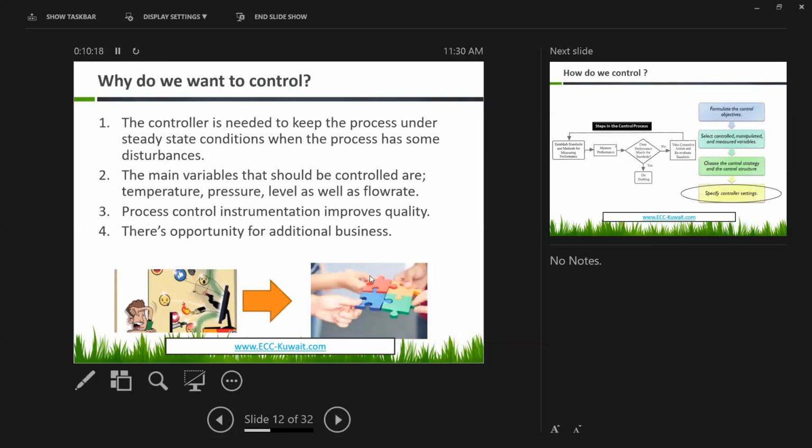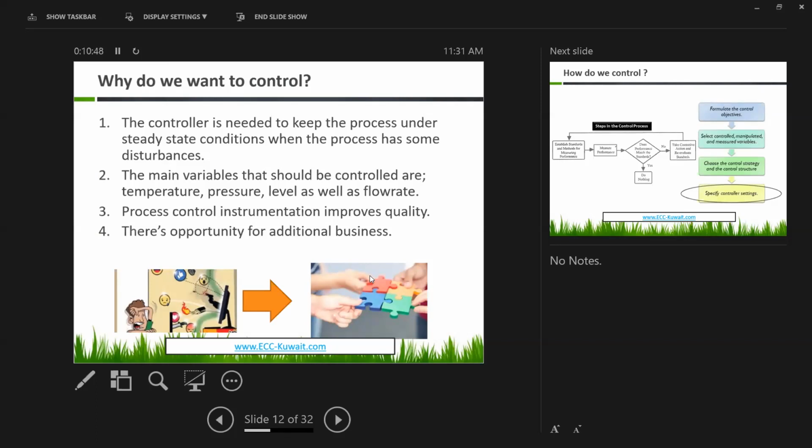First of all, we have to show and give the reason why we need a piping and instrumentation diagram. Why is it not enough for a chemical engineer to read the block flow diagram and the process flow diagram? First of all, the controller is needed. The controller is needed to keep the process under steady state conditions when the process has some disturbance.